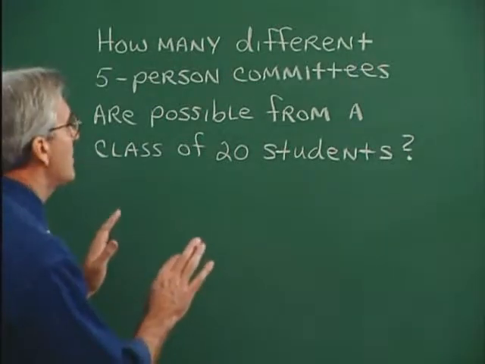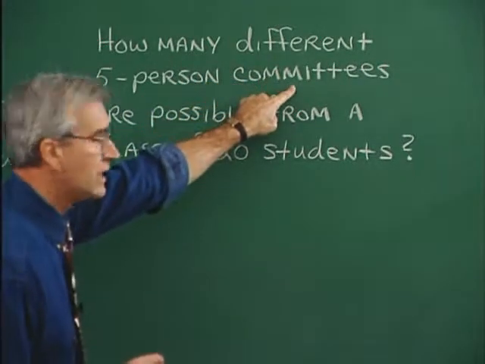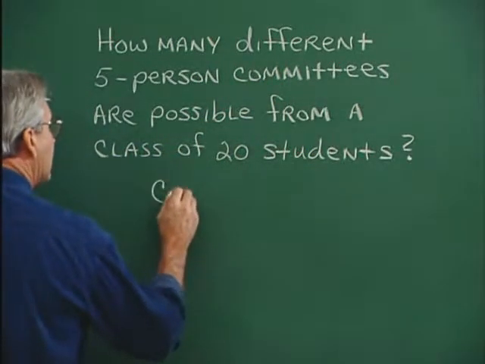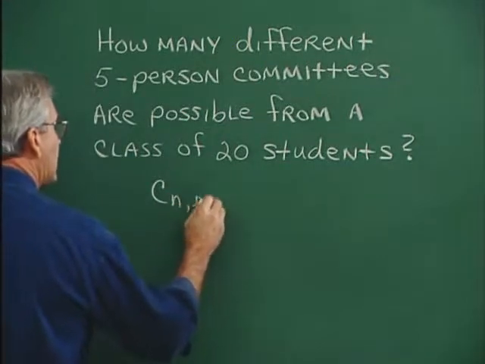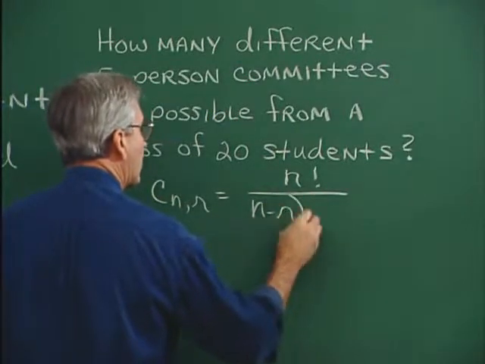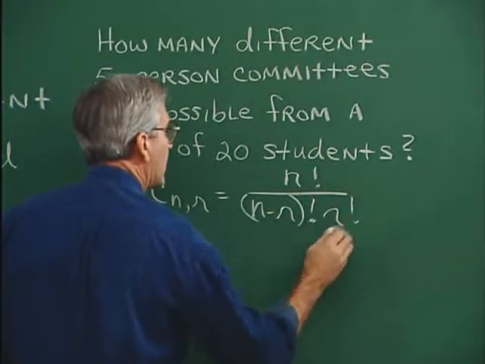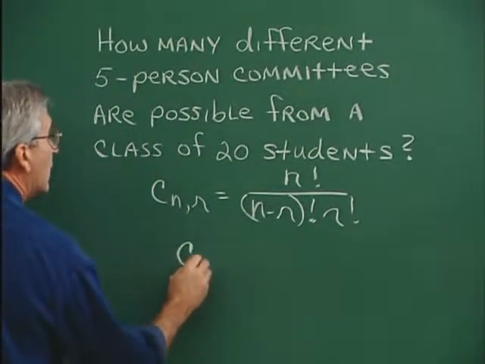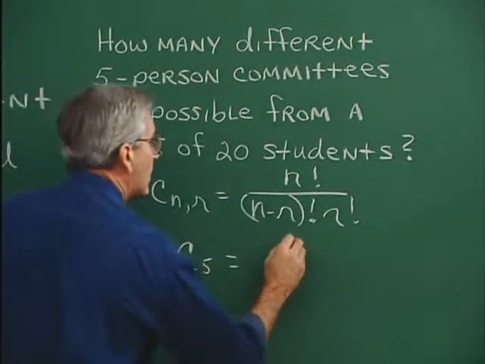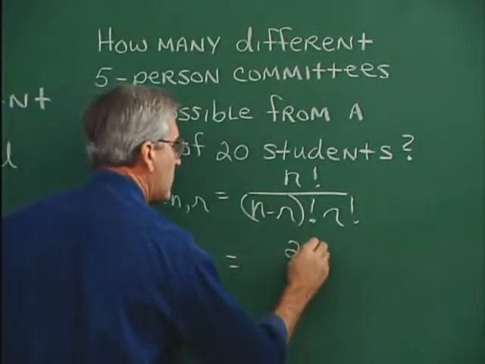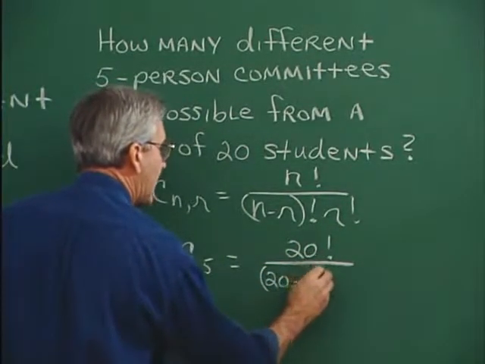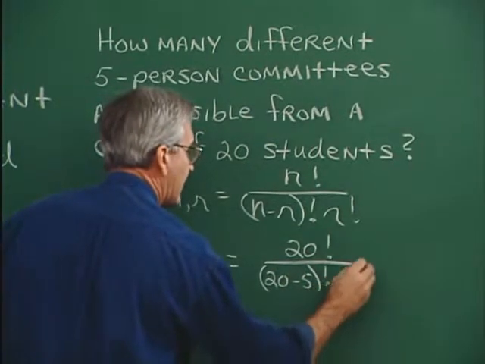Well, we know it's a combination because we're talking about committees, groups. Order is not important. So we would immediately go to the idea of the combination of n things taken r at a time is n factorial over n minus r factorial times r factorial. And for our problem, it's the combination of 20 things taken 5 at a time. Notice the different notation, which is 20 factorial over 20 minus 5 factorial times 5 factorial.